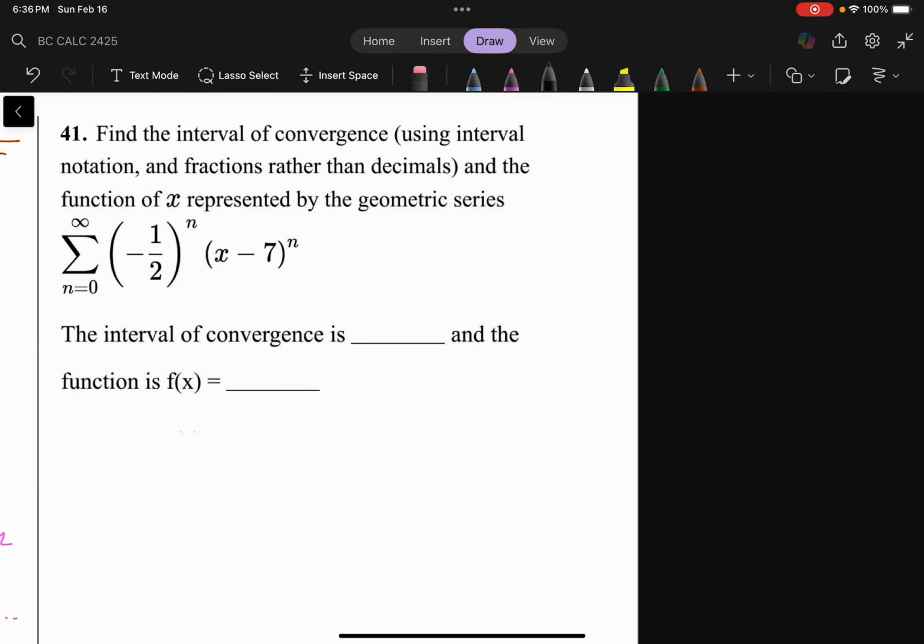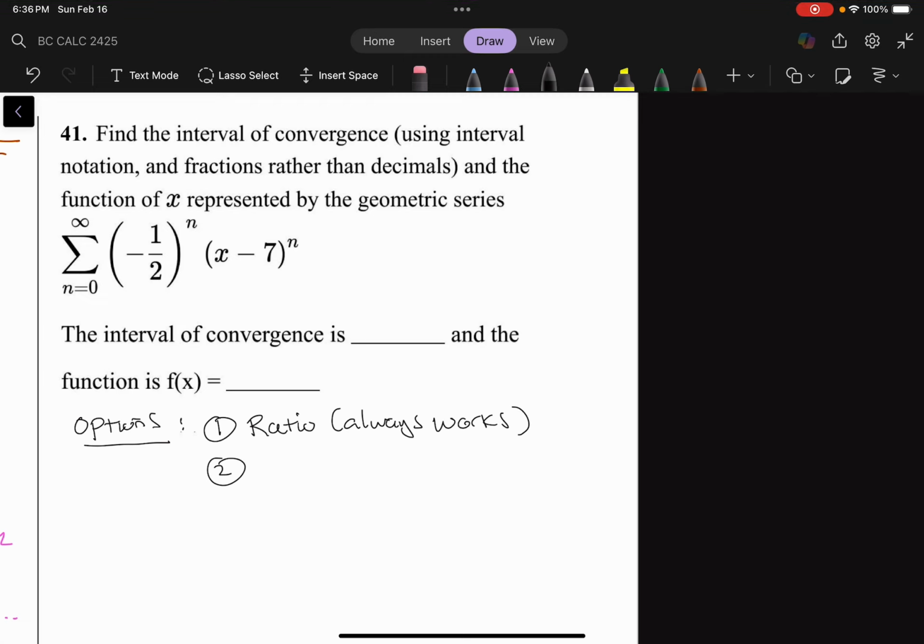This question asks us to find the interval of convergence for this series here. So to do that, you can always use the ratio test. So your options here are to, in this case, use the ratio test. Okay, that always works. Always works.